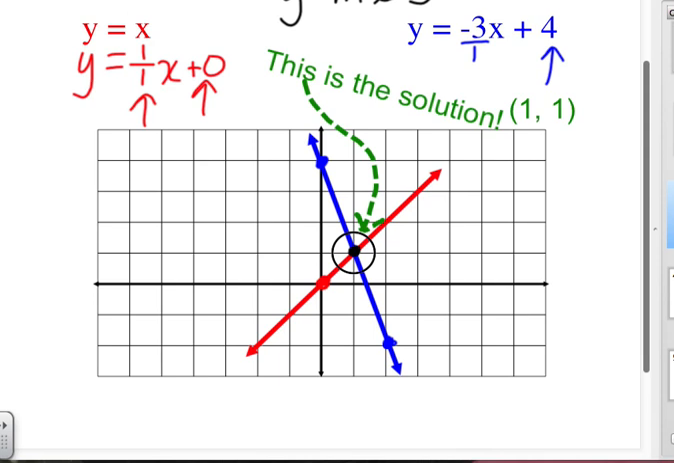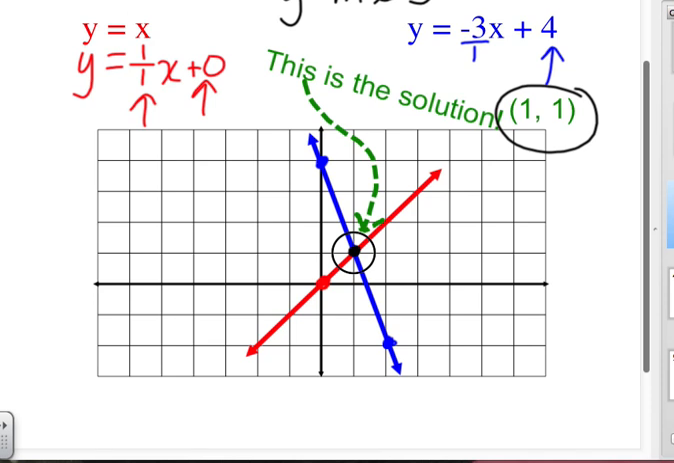Now, if they ask you to name that point where they cross, that is over 1, up 1. So that's where the x is 1 and where the y is 1. So that is the point 1, 1. That is the solution for that equation. It has one solution because it crosses at one point.